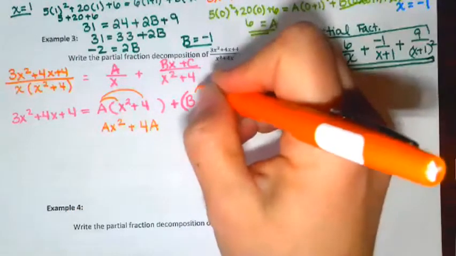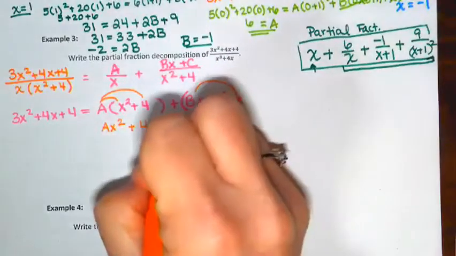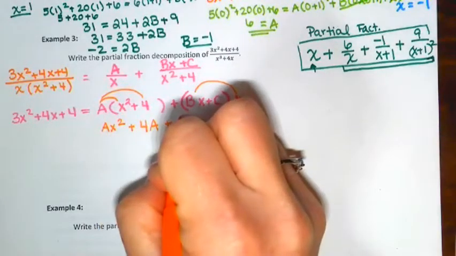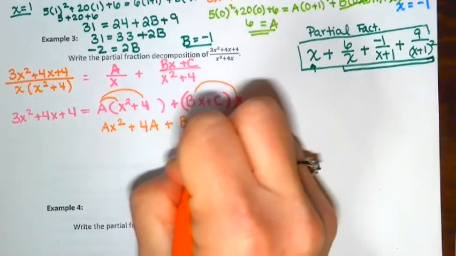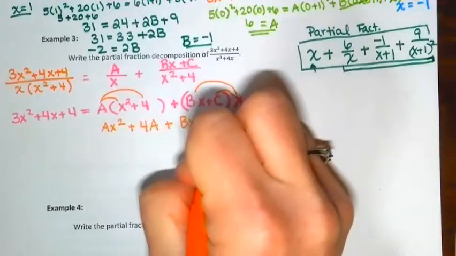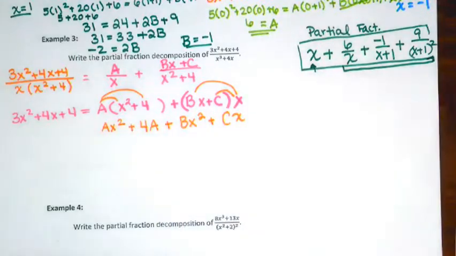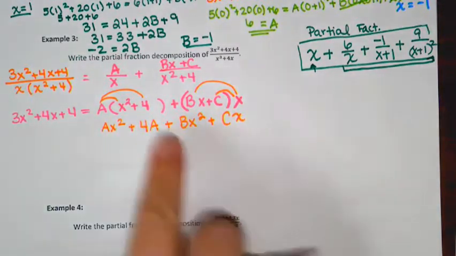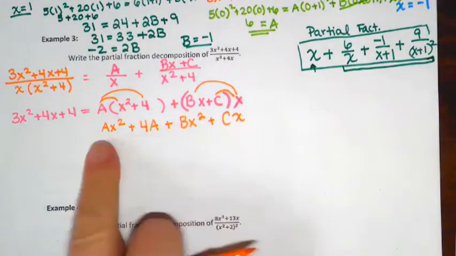And then bx times x is bx squared. And then c times x is cx. Okay? You guys okay with that? Now, what do you guys notice about these over here?